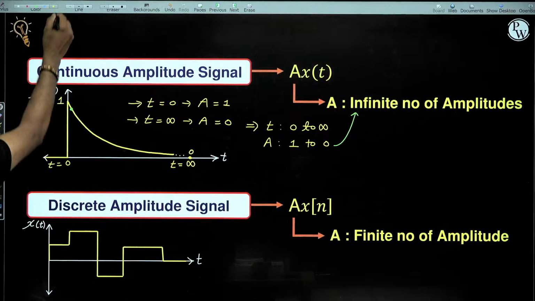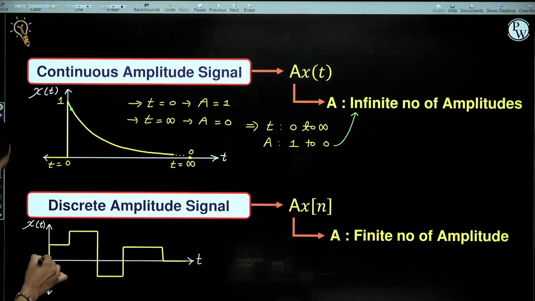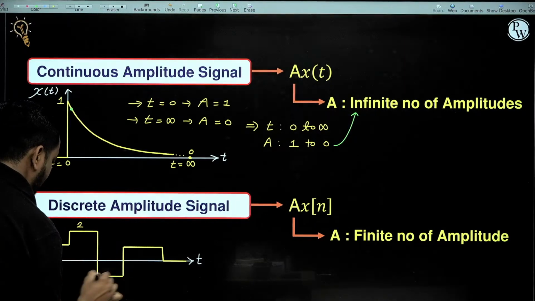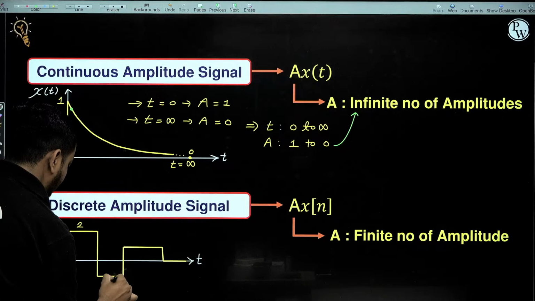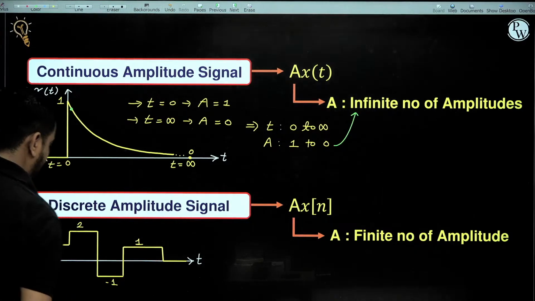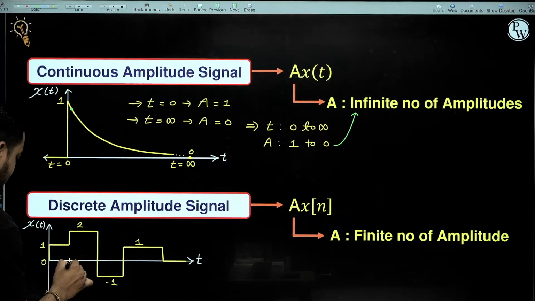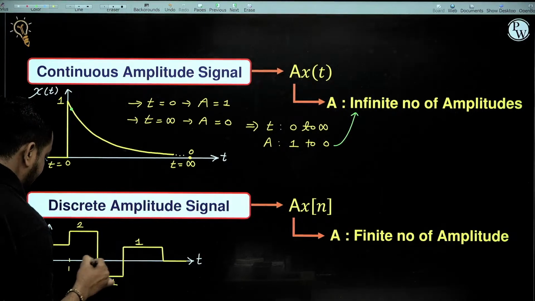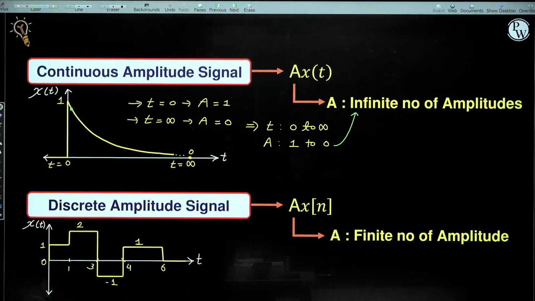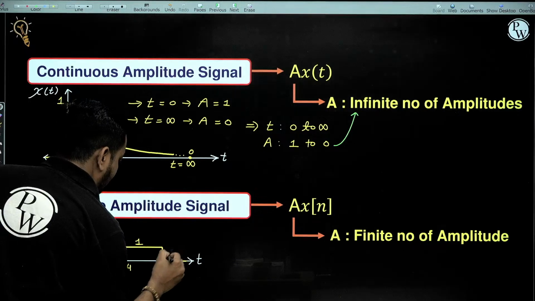Okay. So this is t equal to 0. Suppose this amplitude is 1, amplitude is 2. Here amplitude is -1, amplitude again 1, and suppose this is 0, 1, suppose this is 3, 4. Now tell me, as you are moving, this is amplitude.